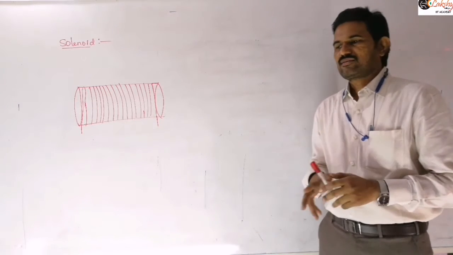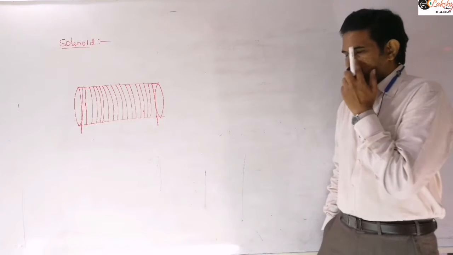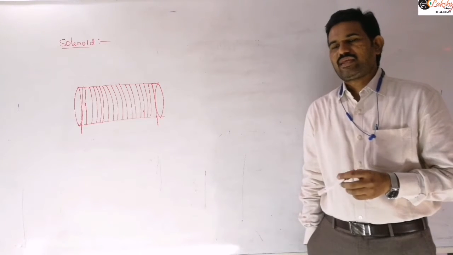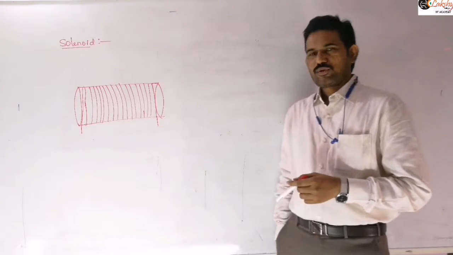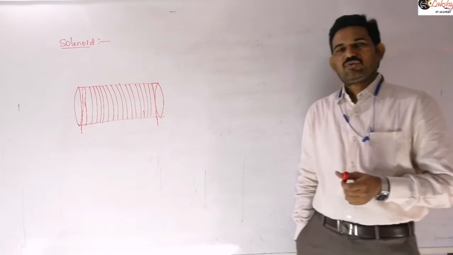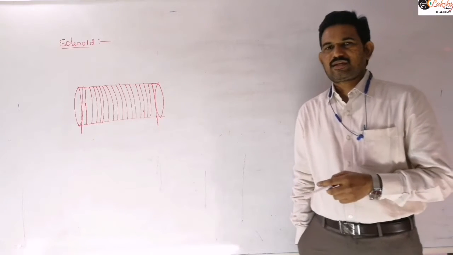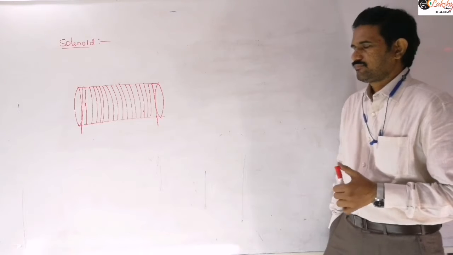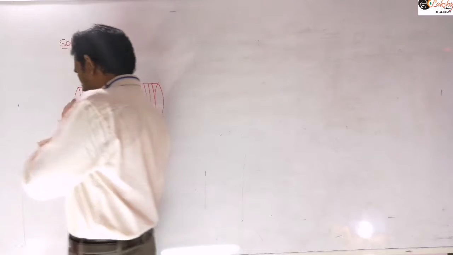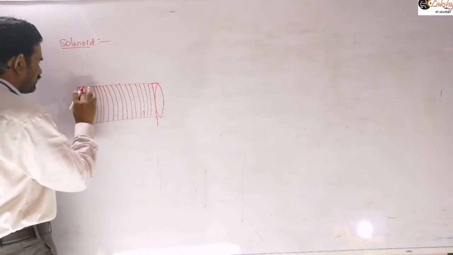So just mention about the solenoid here. A solenoid is a closely spaced insulated wire wound on a hollow non-conducting cylindrical pipe, right? So it will look like that. Then when current is flowing through it, we need to calculate the magnetic field here, and before that let us write some dimensions of this.